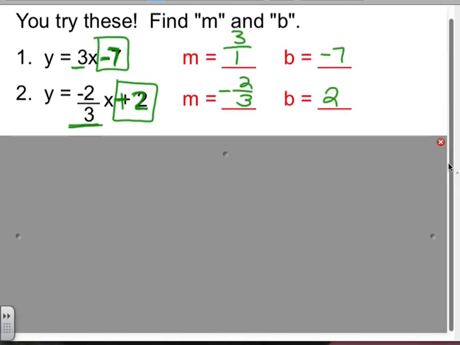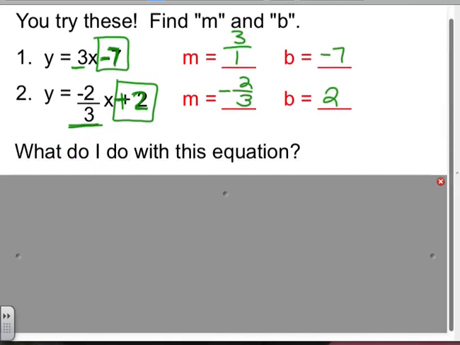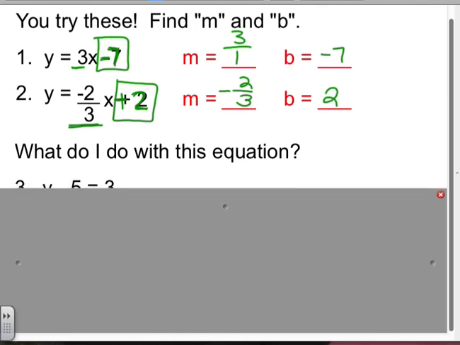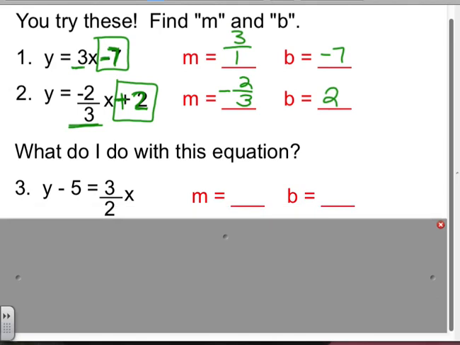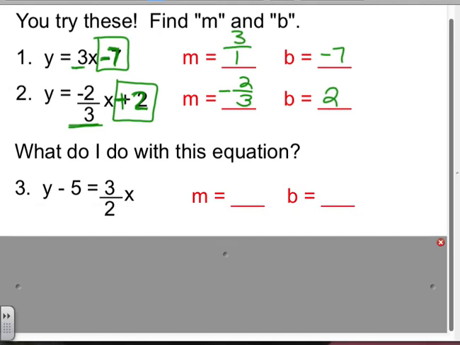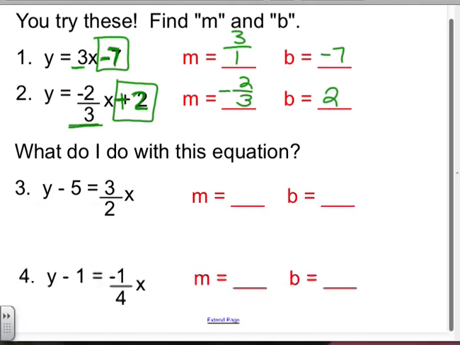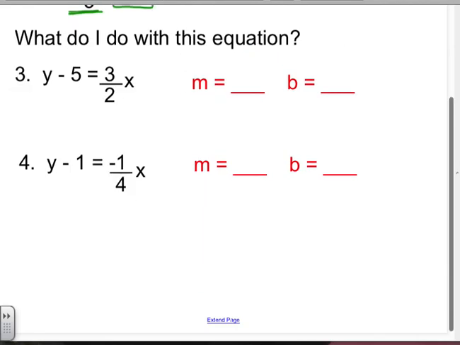What's next? Oh, I see some hidden things. Oh boy. What do I do with this? Oh no. Do you see what's wrong? Somebody's out of place. It's not in the right format. Do you see for number 3 it says y minus 5 equals 3 over 2 times x?